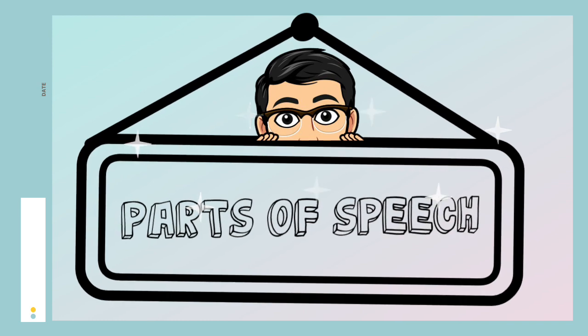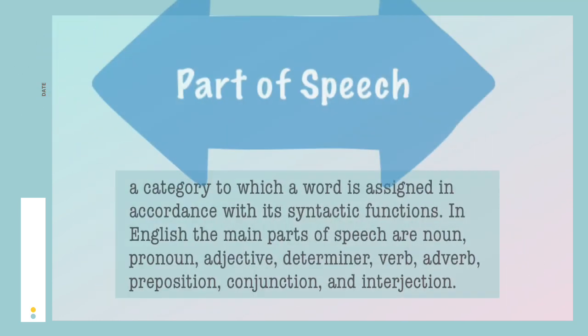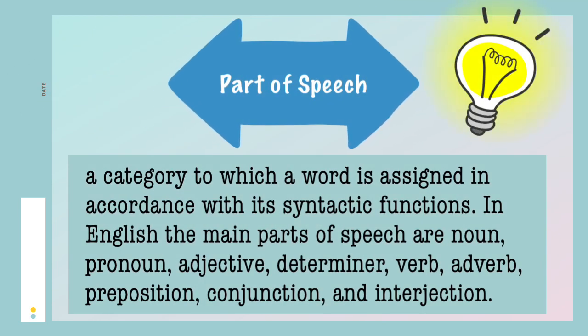In this video, we're gonna talk about the parts of speech. Part of speech is a category to which a word is assigned in accordance with its syntactic functions. In English, the main parts of speech are noun, pronoun, adjective, determiner, verb, adverb, preposition, conjunction, and interjection. Without further ado, let's start.